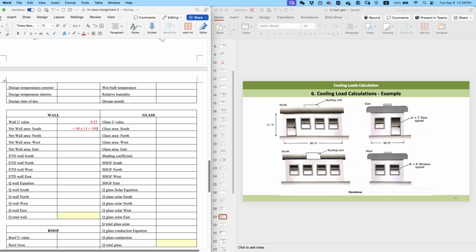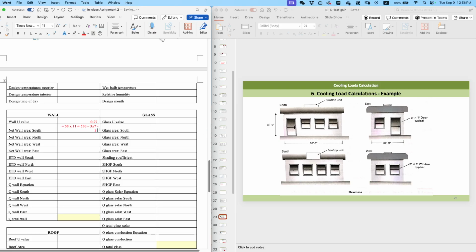This is a gross wall. You can find here it includes some openings, doors and windows, so you need to minus the openings. One door is 3 by 7. And how about the window? Window is 5 by 5, 5 by 5. And how many windows? Total 3. So you can get how many square feet for the south wall area.